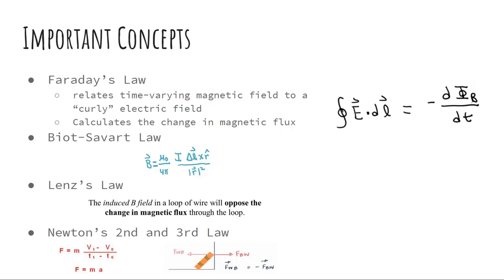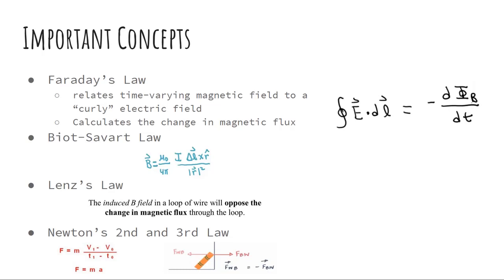The most important concept in this lab is Faraday's law, which relates a time-varying magnetic field to a curly electric field. It also states that the integration of the scalar product of the electric field and small displacements around a closed path equals the negative change in magnetic flux through that bounded area with respect to time.